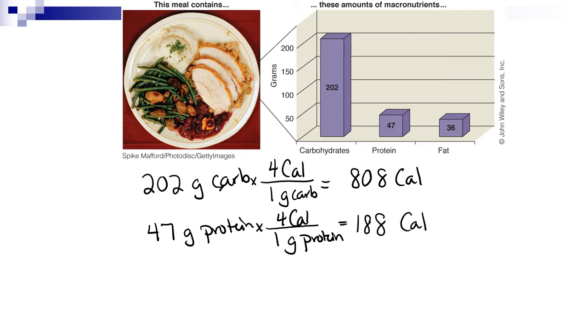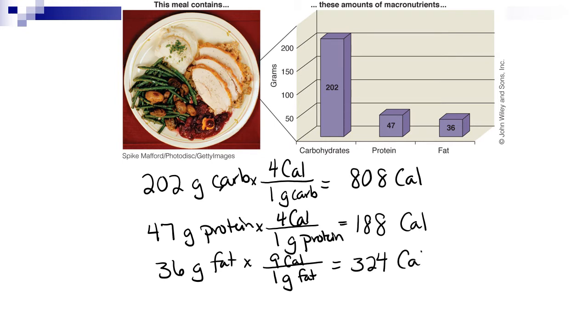And then finally, we have the fat. There are 36 grams of fat. Now, fat is very dense with energy. It's not dense in the form of mass and volume, but it's a very energy dense substance in that there are 9 calories per gram of fat. So we're going to multiply this out. 324 calories. Now to find the calories in your meal, you're just going to add those together.